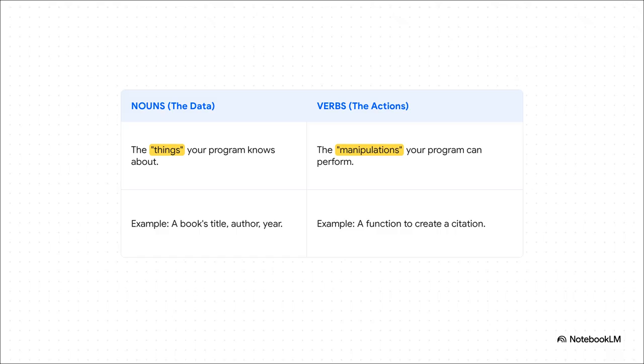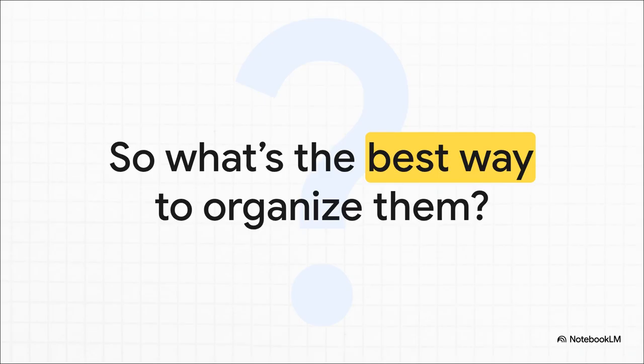And on the other side, you've got the verbs. These are the actions, the manipulations you can perform on that data. Like, say, a function that cooks up a nice, clean citation. So that brings us to the million-dollar question, doesn't it? What's the best way to organize them?